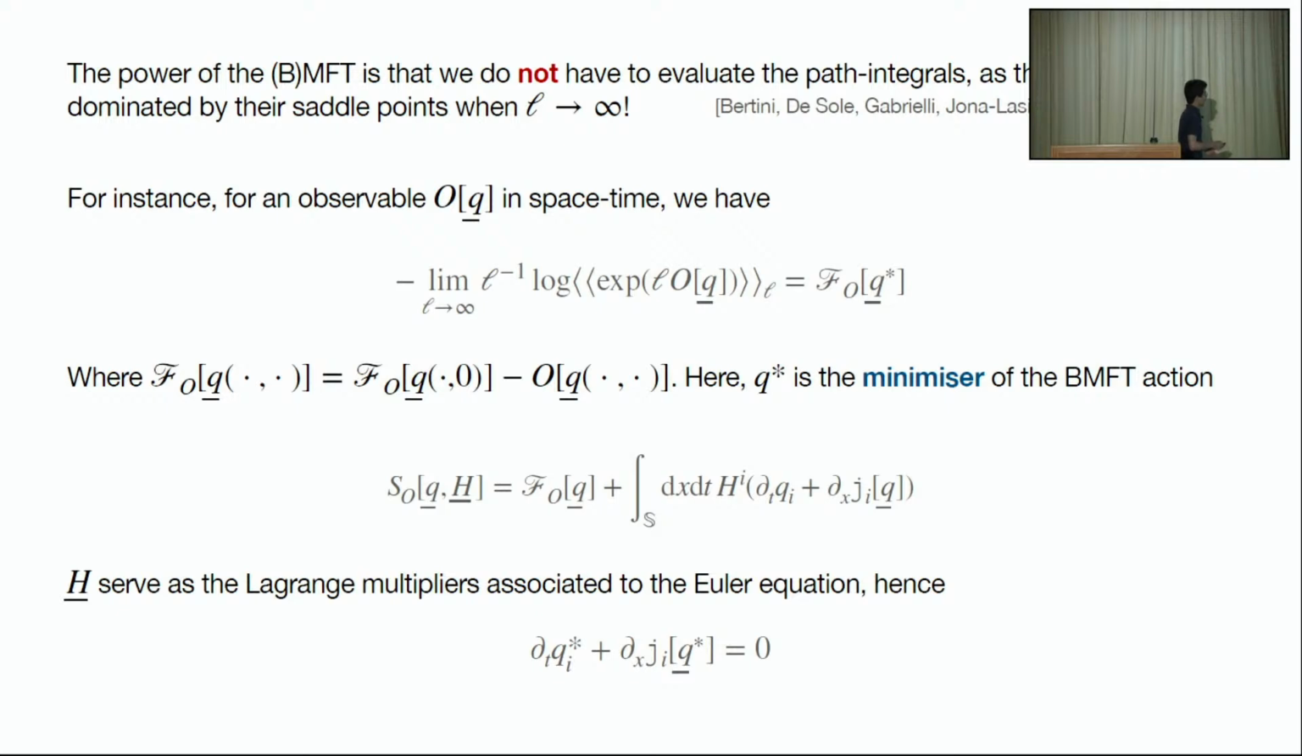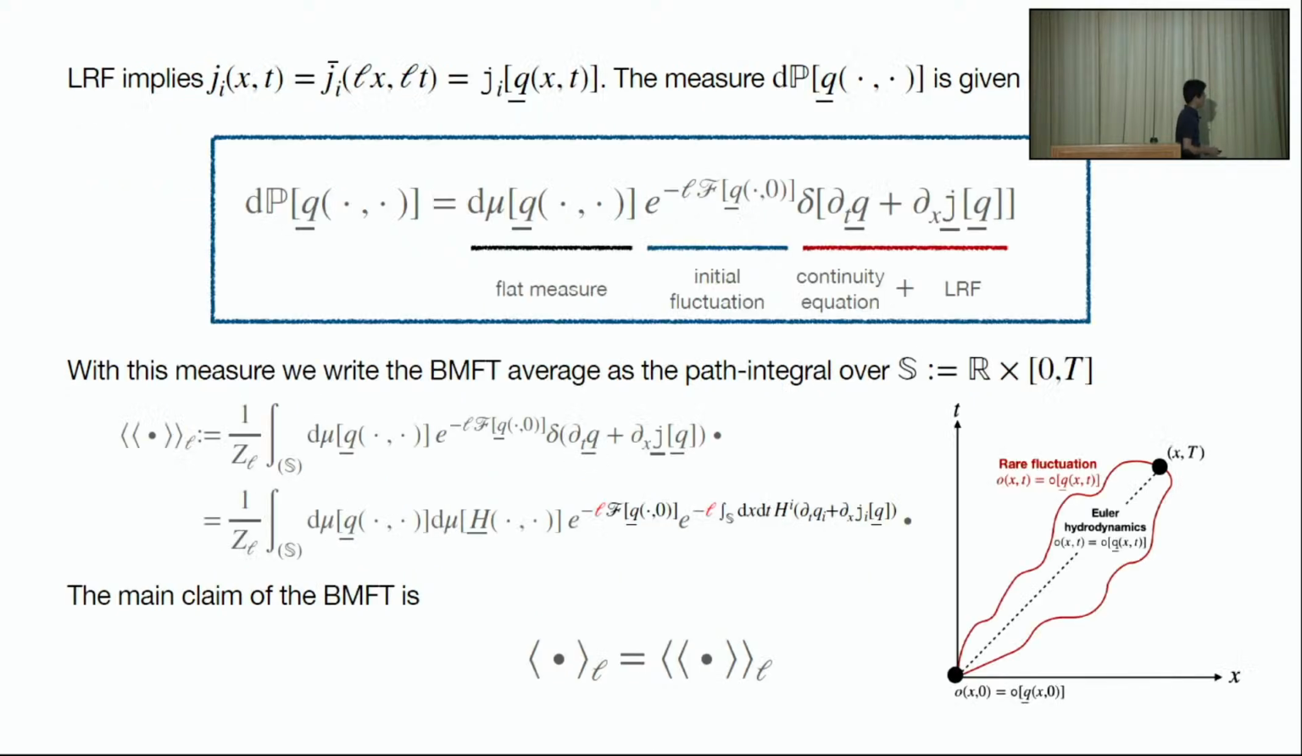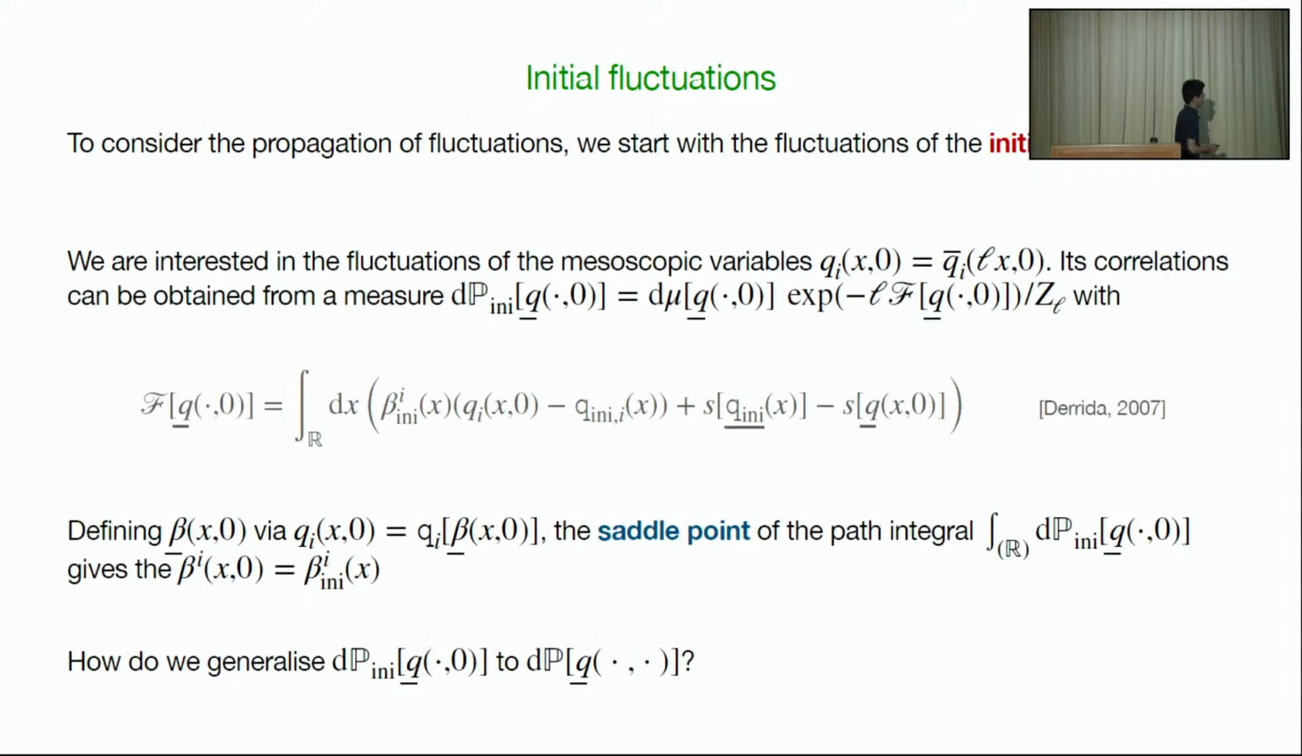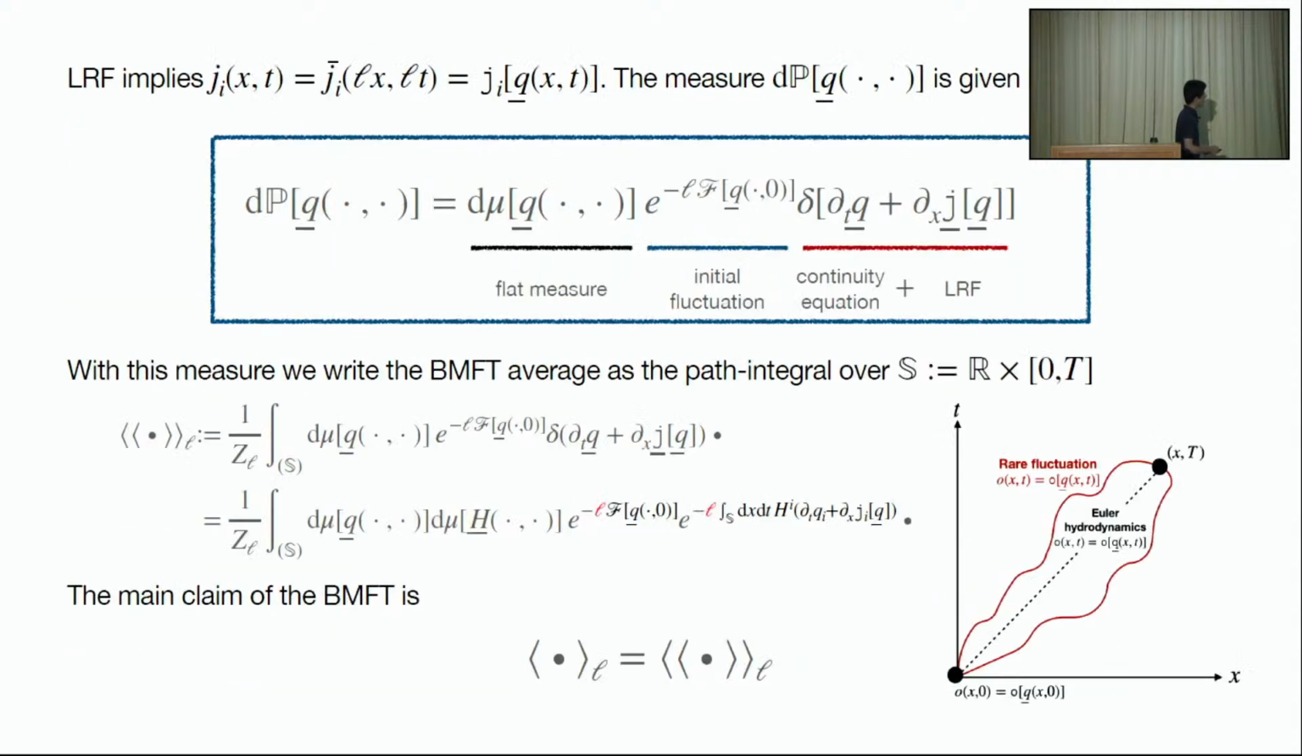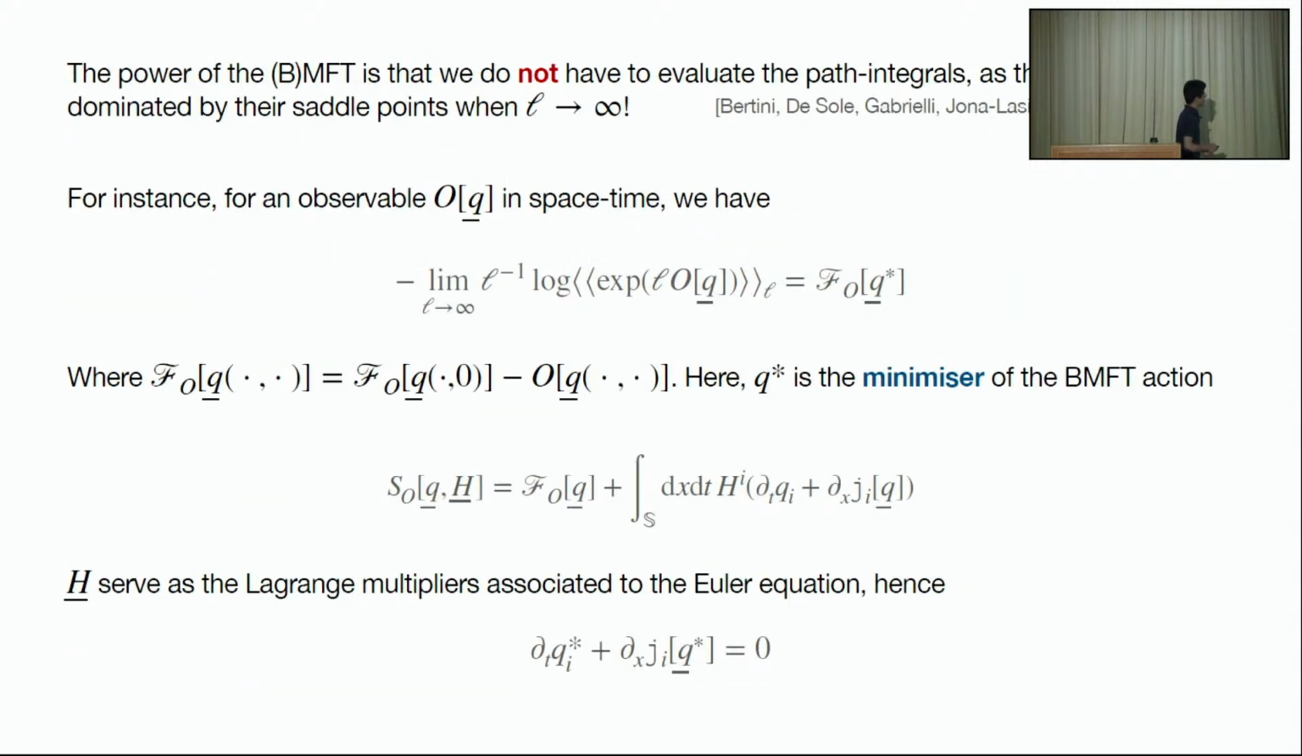And that's going to spit out some kind of number like this, where this curly O is defined in this way. So just to remind you that this curly O of Q dot 0 is the large deviation function that I defined in here. And this Q star is the minimizer of the BMFT action.